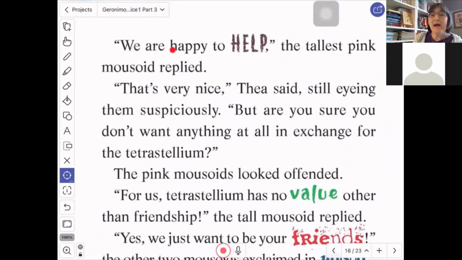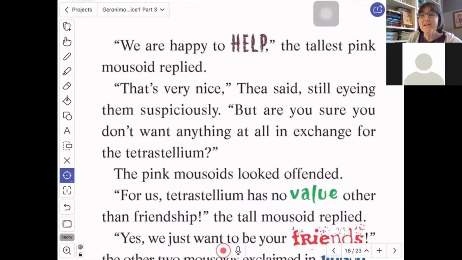And they say, "We are happy to help," the tallest pink mousoid replied. "That's very nice," Thea said, still eyeing them suspiciously. That means she's looking at them with not really trusting them. "But are you sure you don't want anything at all in exchange for the tetrastellium?" Like, are you sure there's nothing we can give you? The pink mousoids looked offended.